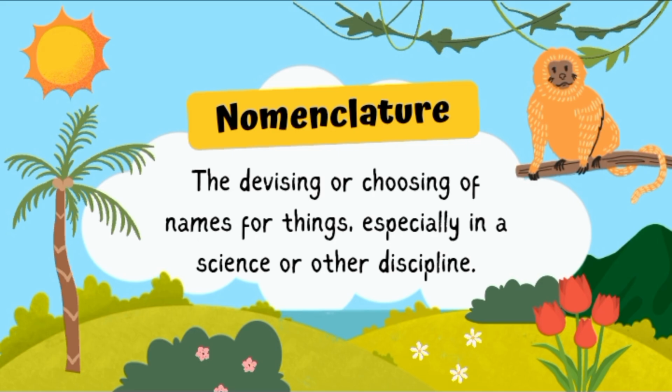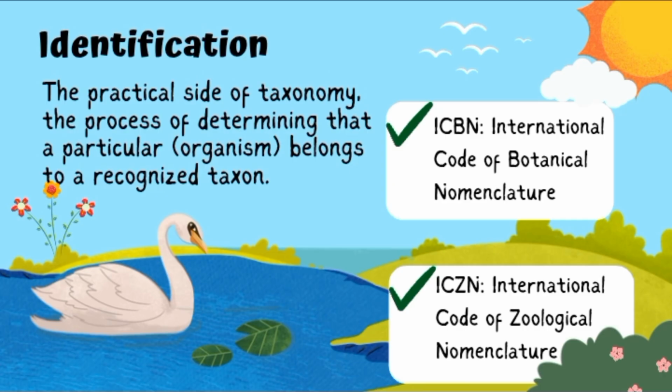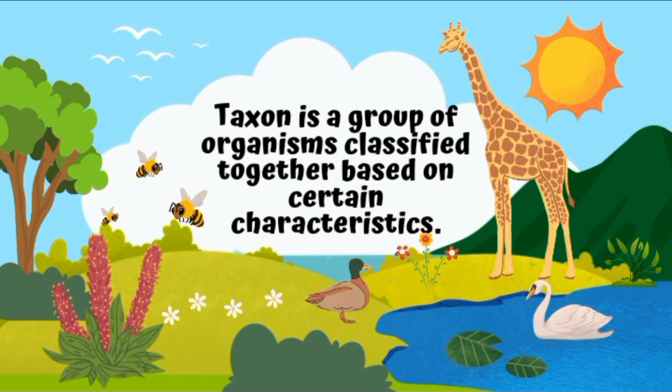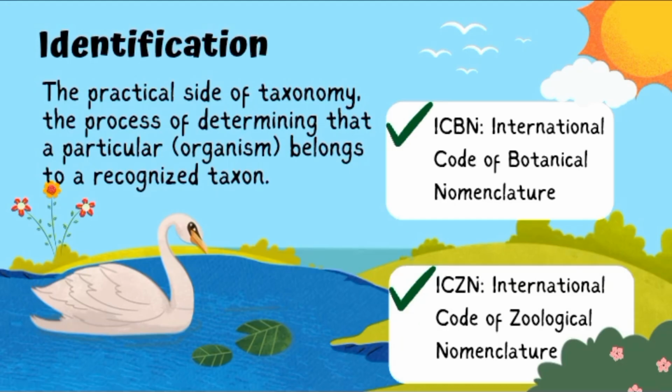And what is identification? The practical side of taxonomy, the process of determining that a particular organism belongs to a recognized taxon, is called identification. A taxon is a group of organisms classified together based on certain characteristics.